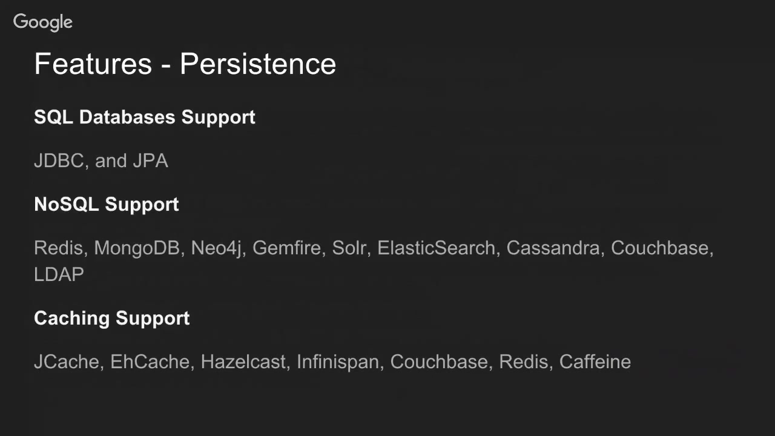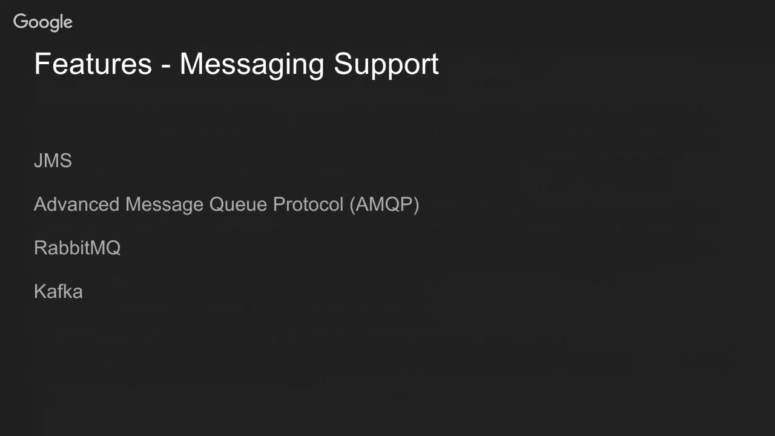Let's see, persistence. Spring Boot has nice defaults to work with JDBC, JPA, all of these NoSQL solutions and caching solutions. I put caching as part of persistence because it is about retrieving from a data store and not having to retrieve it, having it locally. There's more information on that on their site. It integrates with these different messaging platforms: JMS, the Advanced Message Queuing Protocol, AMQP, RabbitMQ, and Kafka.